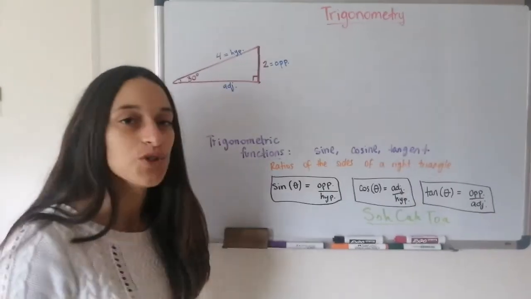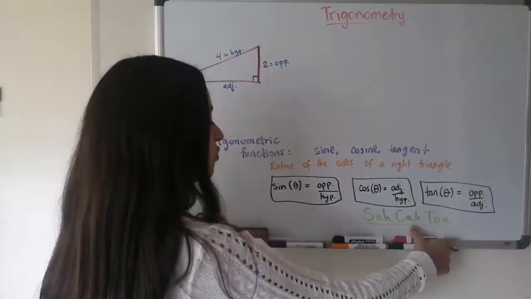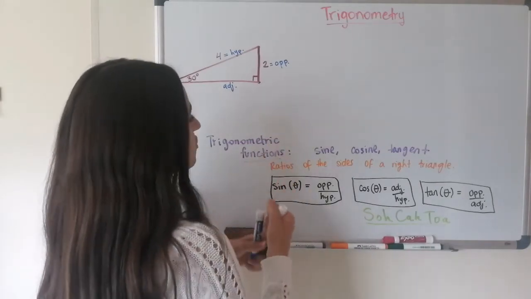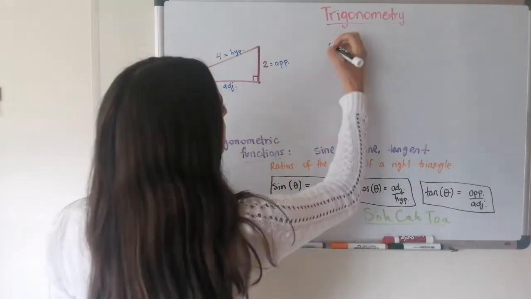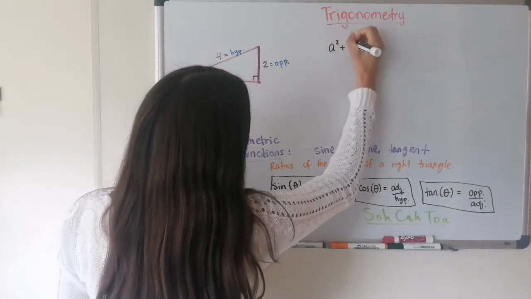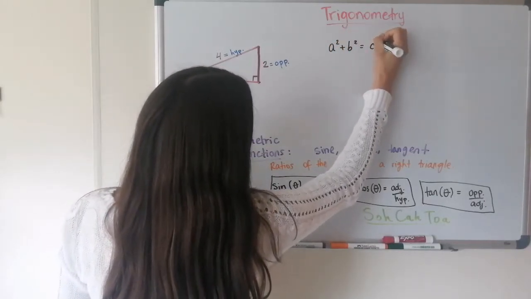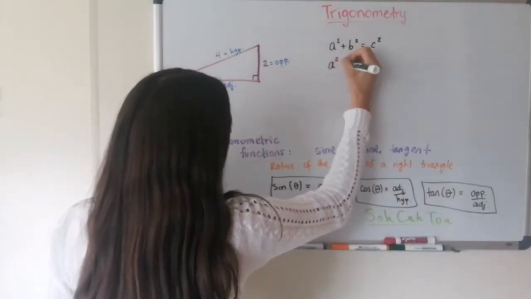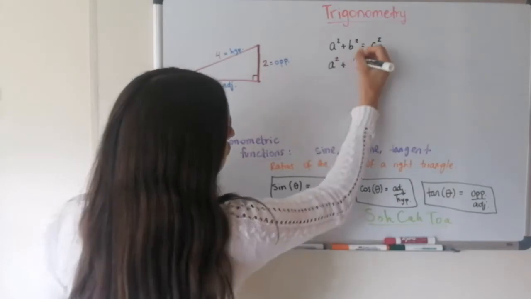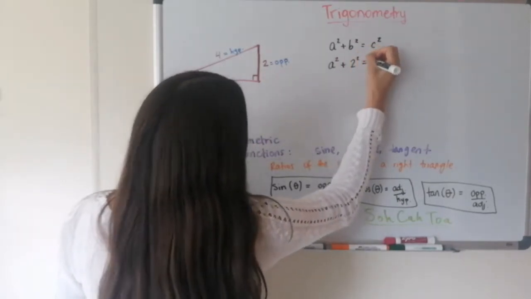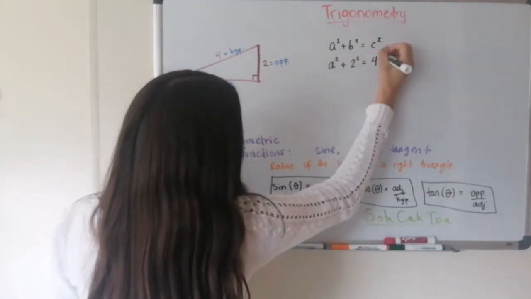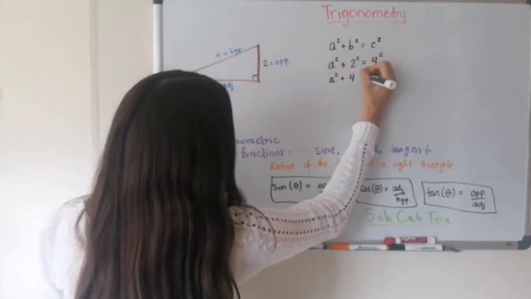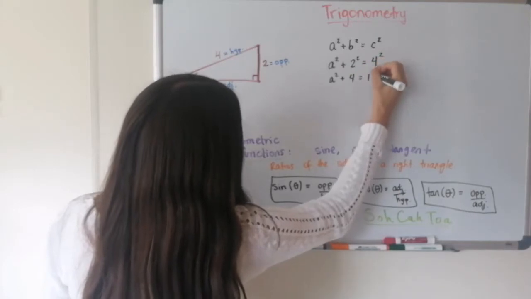So what we do is we use the Pythagorean Theorem. So we know that the Pythagorean Theorem says that a squared plus b squared equals c squared. Our a can be the adjacent, so that's what we're looking for. And we put in b the 2, so this is 2 squared, and in c the 4, so this is 4 squared. So we have a squared plus 2 squared is 4 equals 4 squared is 16.